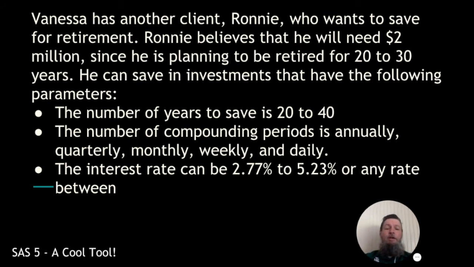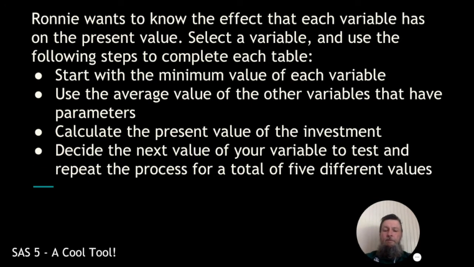So we're going to divide this up into 5 different sections: 5 different numbers of years, 5 different compounding periods, and then 5 different percentage rates. Okay, so let's check it out. Ronnie wants to know the effect that each variable has on the present value of his investment. So we're going to select a variable and use the following steps to complete each table.